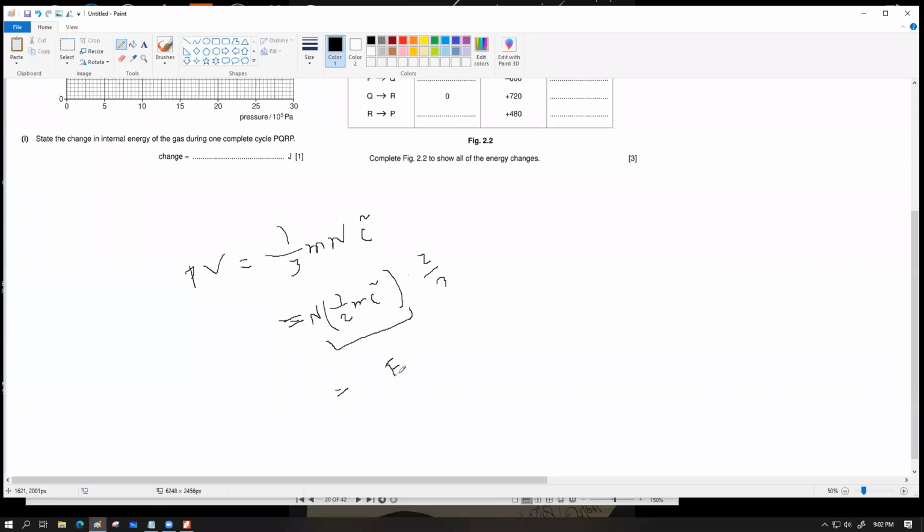Sir, shouldn't N go inside? Yes, that's why I wrote it out in full, I forgot to put it inside. So E into 2 by 3. So you can say the product of pressure into volume for an ideal gas, this quantity numerically would be equal to 2/3 of the total energy of the gas.